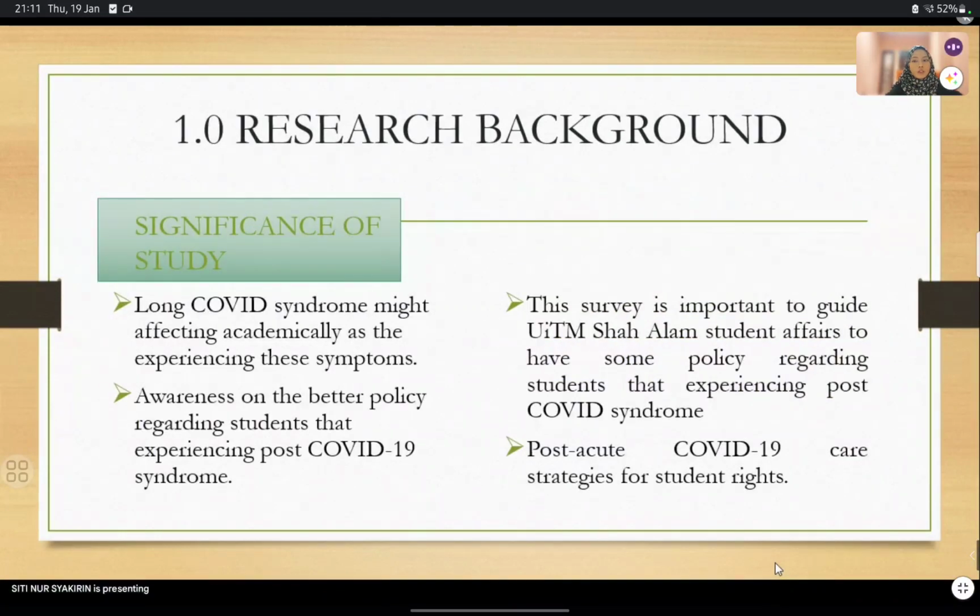So here is the significance of the study. The long COVID syndrome might affect students academically because of the syndrome, and also this survey might help to guide policy on the problems UiTM Shah Alam students face.